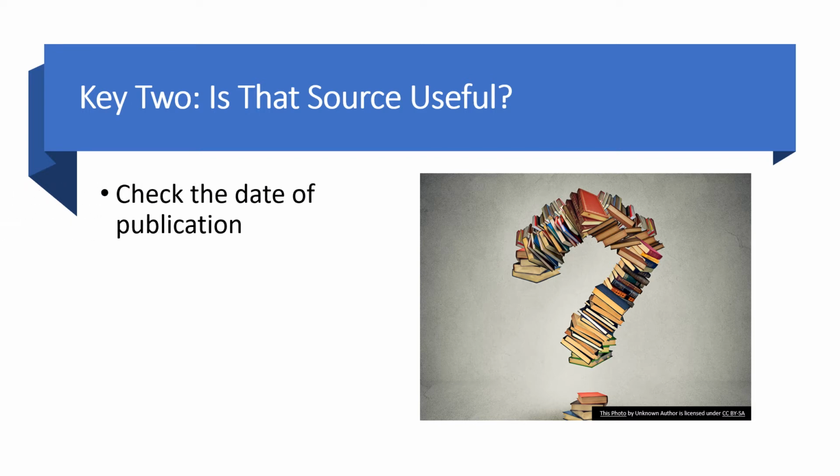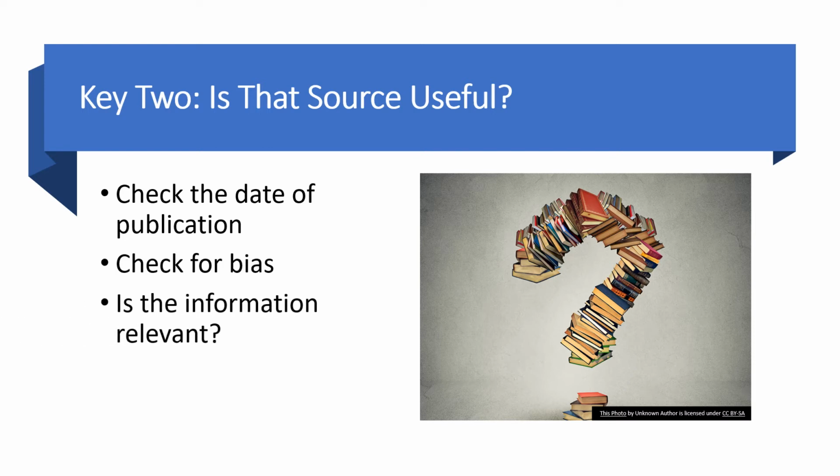Check the date of publication. In most cases, it is important that the information you are using for your research is as up-to-date as possible. Check for bias. Is the article based mostly in facts, or does it contain opinions that might skew the results of your research in some way? And finally, is the information relevant to the paper you will be writing? We'll talk about this a little more in a moment.